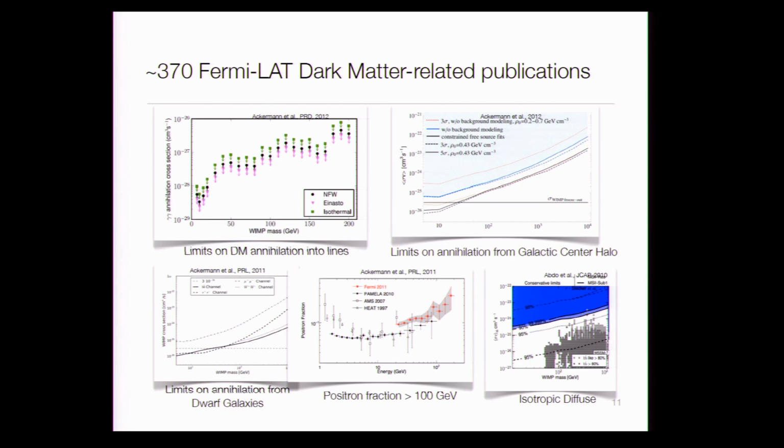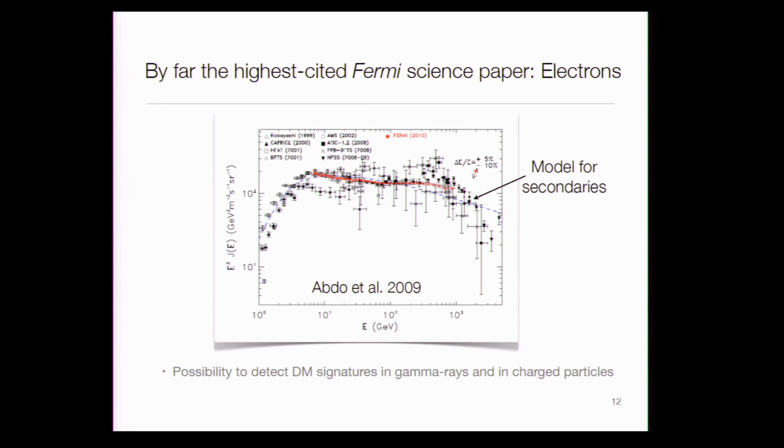Okay. Nevertheless, when I last looked, there are about 370 dark matter-related publications that have some connection, either analyze Fermi-LAT data, or make predictions for Fermi-LAT in the future, or address theoretical questions with these data. And I will highlight a few of them.